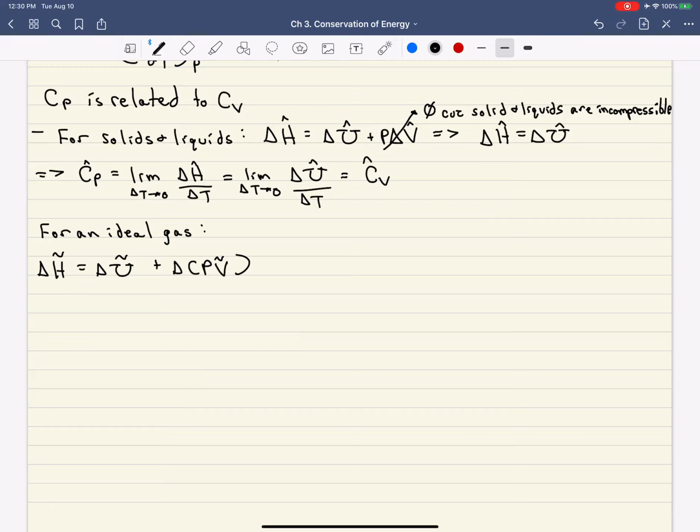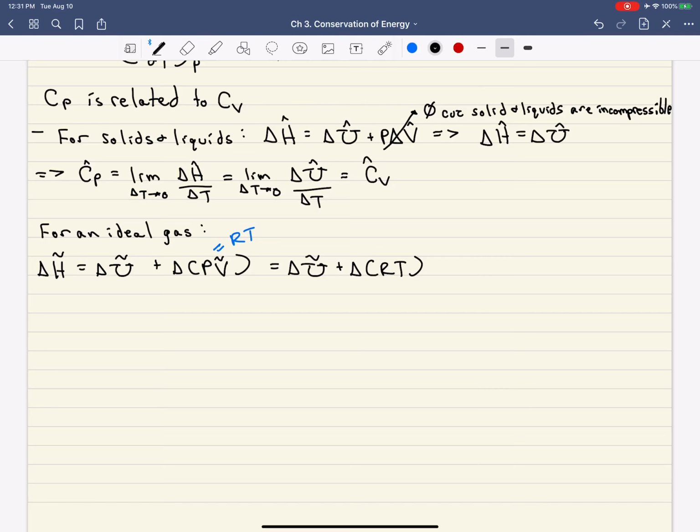But in any case, the reason I wrote it like this is because we have P and then the molar volume, and we know from the ideal gas law that this is just going to be equal to the gas constant times temperature. So what we have now is delta RT.